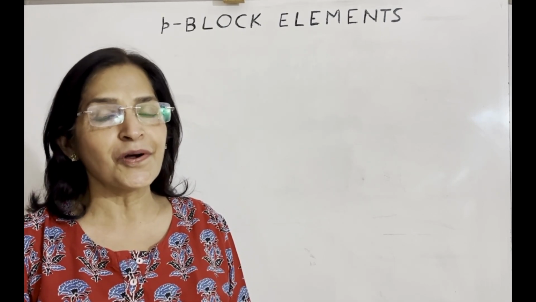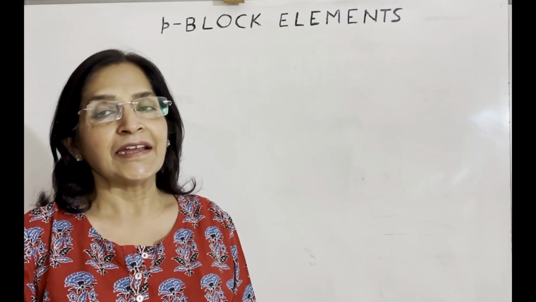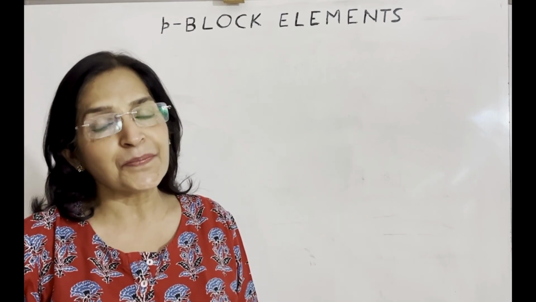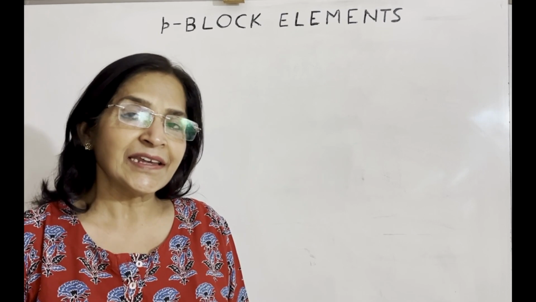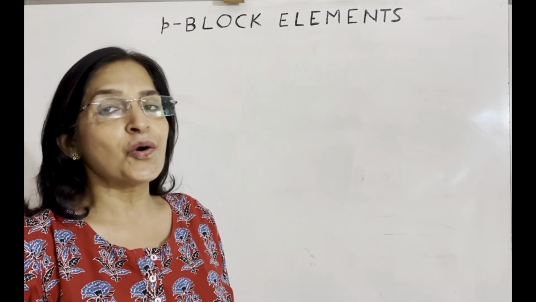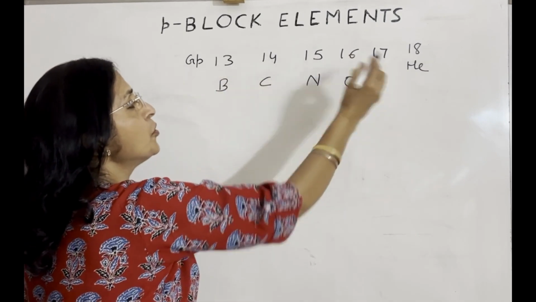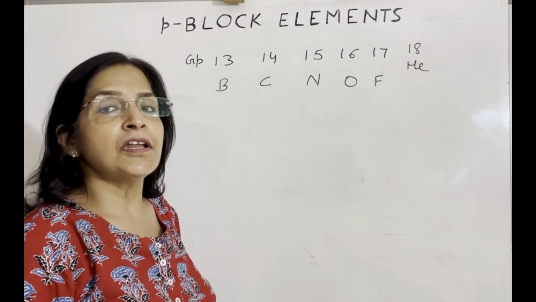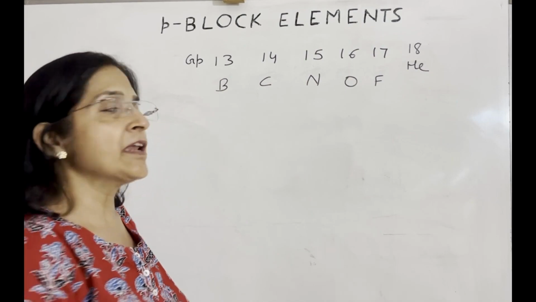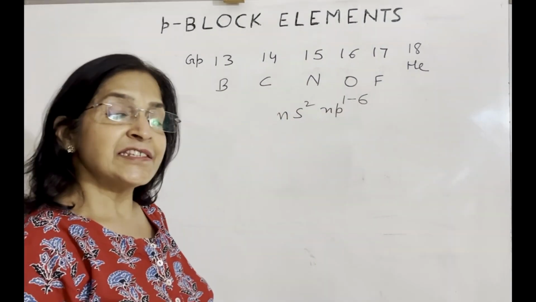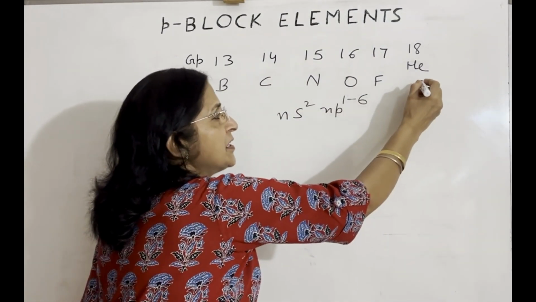Therefore in the p block there are 6 groups and these 6 groups are group number 13 to group number 18. And p block is present on the right hand side of the periodic table. Group number 13 to group number 18. And the general electronic configuration for p block elements is ns2 np1 to 6, except helium. For helium it is 1s2.